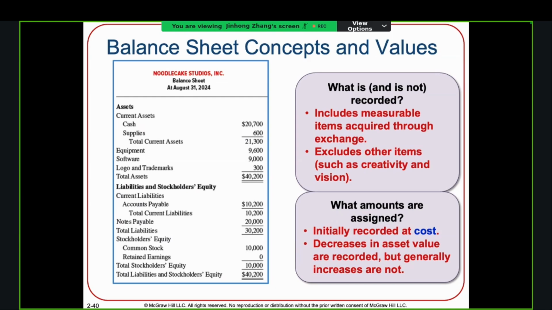Important. What amounts are assigned? Assets are initially recorded at cost. Decreases in asset value are recorded, but generally increases are not. Okay, so if it's land, you bought it for $1 million, you recorded the land at $1 million. Now usually it's just there, but for conservative purposes, a lot of time if the market drops, you want to say, okay, it was $1 million, but now it's only $800,000. You lost money. You can adjust that.